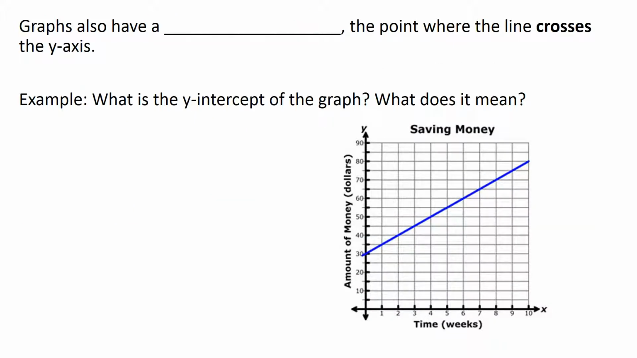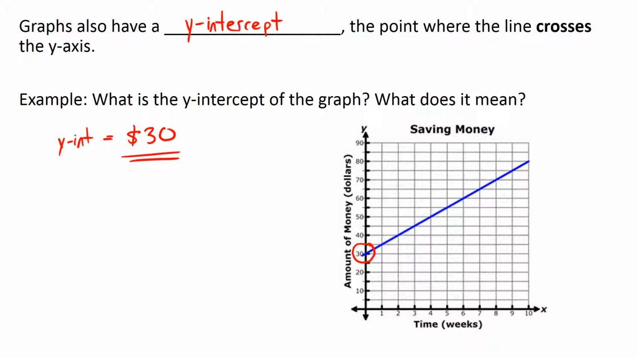One more important feature to do with the axes is that graphs also have what's called a y-intercept. The y-intercept is the point where the line crosses the y-axis. So what is the y-intercept of the graph, and what does it mean? Finding the point where the line crosses the y-axis, we can see that the y-intercept is equal to $30.